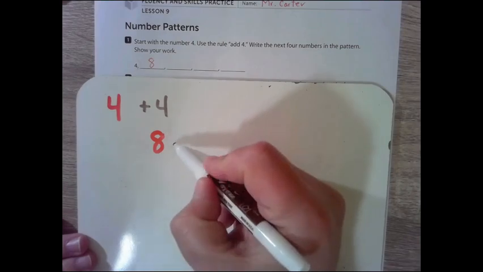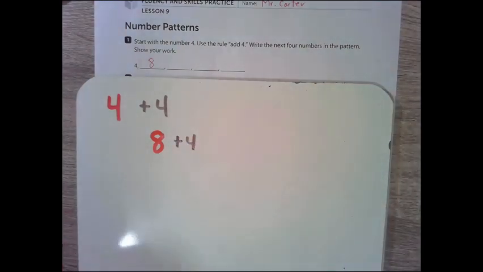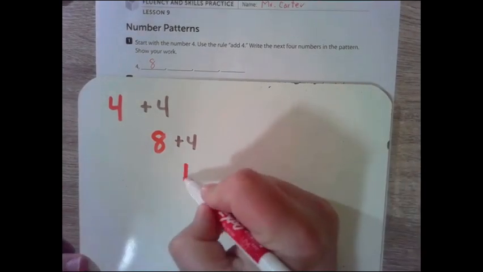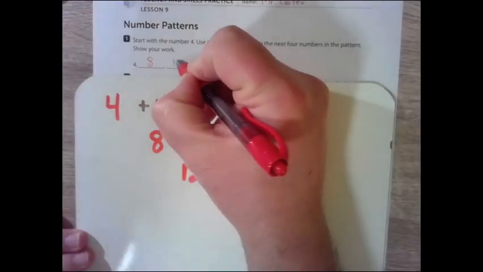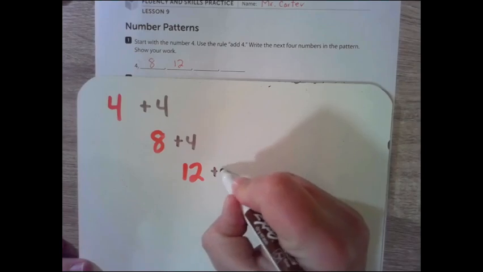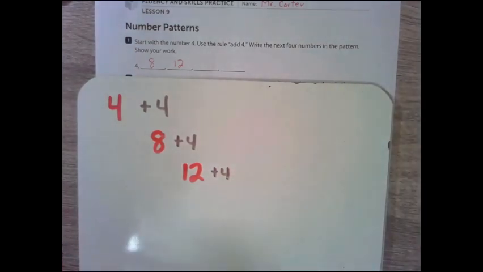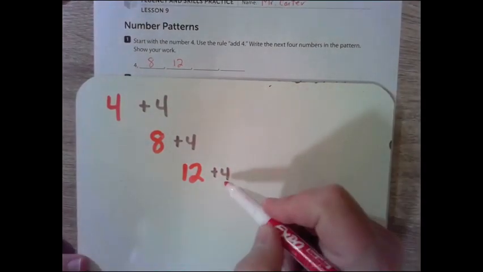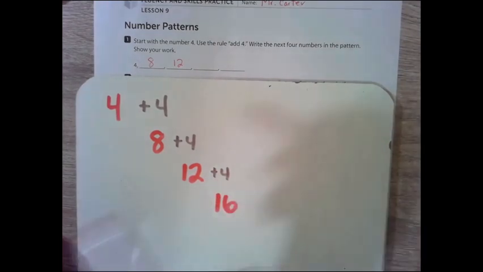Again, I'm going to take 8. Let me just put it back in focus. There we go. 8, and again, we add 4 because that's our rule. So 8 plus 4 is 12, here in red. I'll put that here. Then I take 12 and add 4, and that is 16.